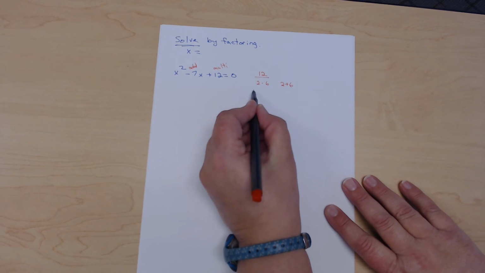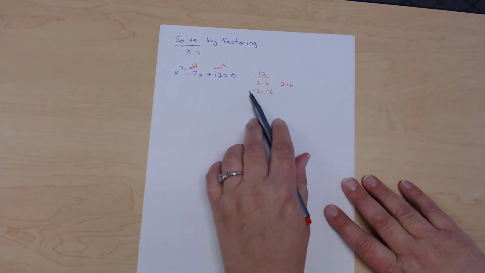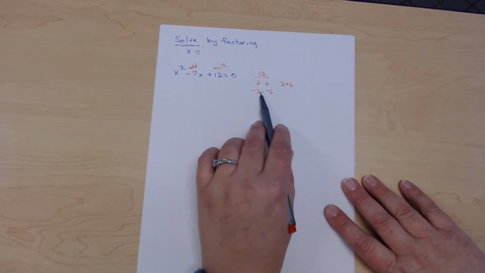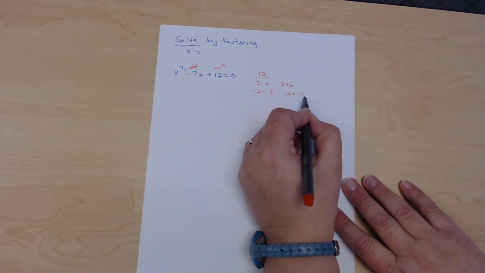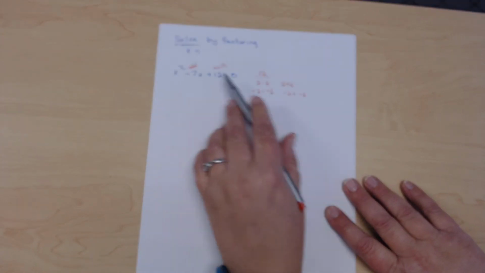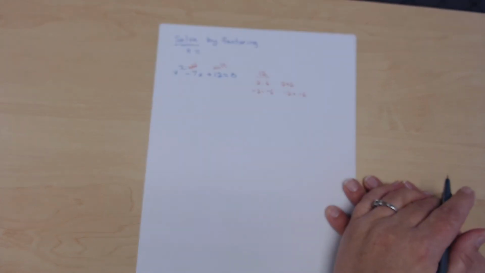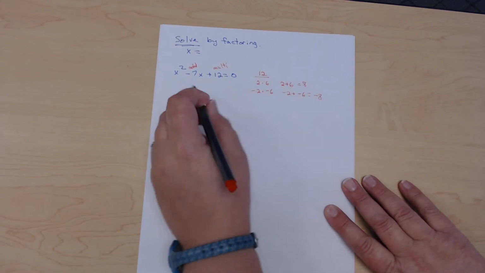Okay, what's wrong with the -2 times -6? What's a negative times a negative? That gives me a positive. So this is okay. What happens when I add them, though? I get a negative, which is also great. -2 and -6, but it gives me -8. Okay. And what am I looking for? I am looking for -7.